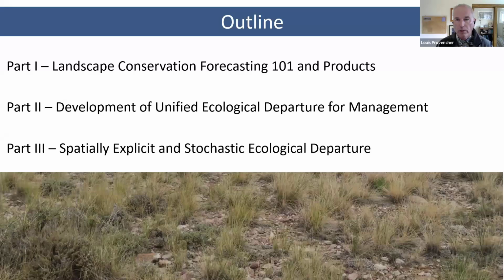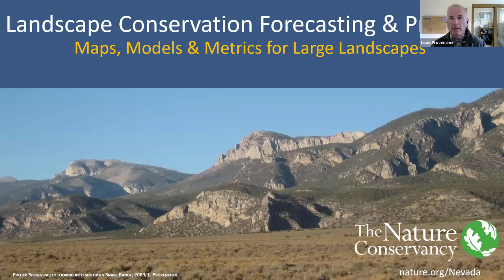Okay, we're going to have three parts to this. There are three distinct sections, and they all revolve around ecological departure in some way. I'm going to explain how we couch this in terms of landscape conservation forecasting and its products. So it's basically maps, models, and metrics for large landscapes, and the metrics is the ecological departure component, but there are other kinds of metrics I'm going to briefly mention.